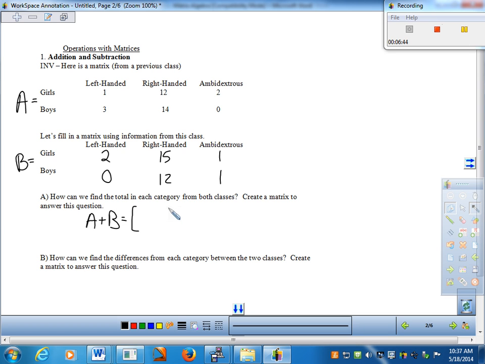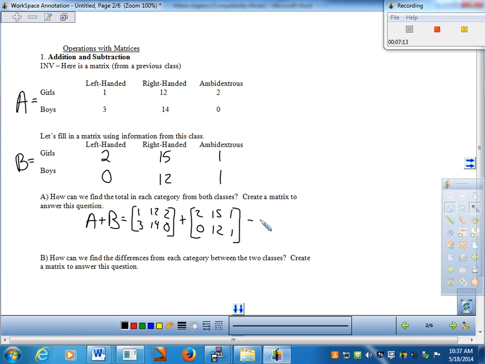So we're going to take matrix A, which is 1, 12, 2, 3, 14, and 0. And again, nice compact way to go ahead and express that table of numbers. And I'm going to add matrix B here on top of that. And what do we get? 2, 15, and 1, and 0, 12, and 1. All right. Now, theoretically I should be putting a little equals right underneath and coming up with our answer here. Unfortunately, I can't do that. I don't have room. So I'll just go ahead and put a little equals off to the side.